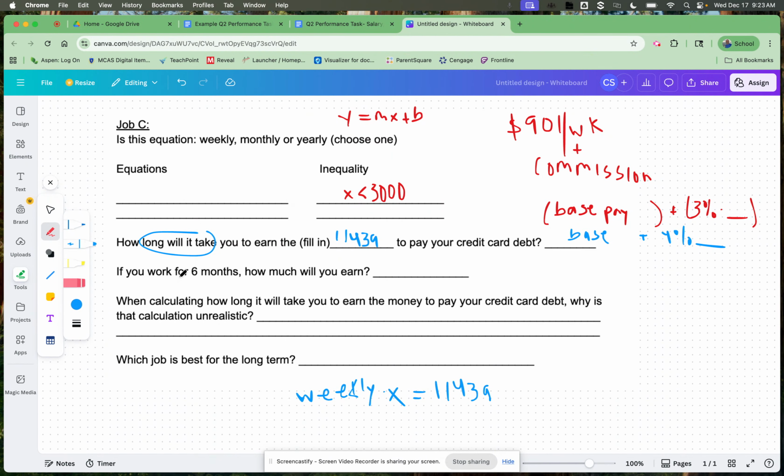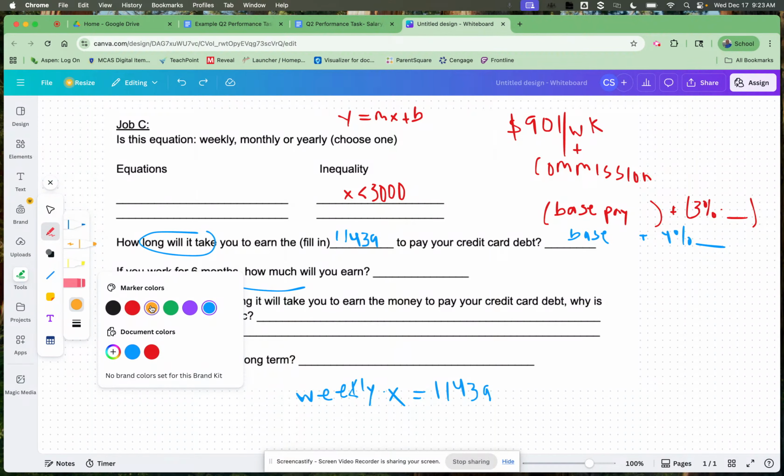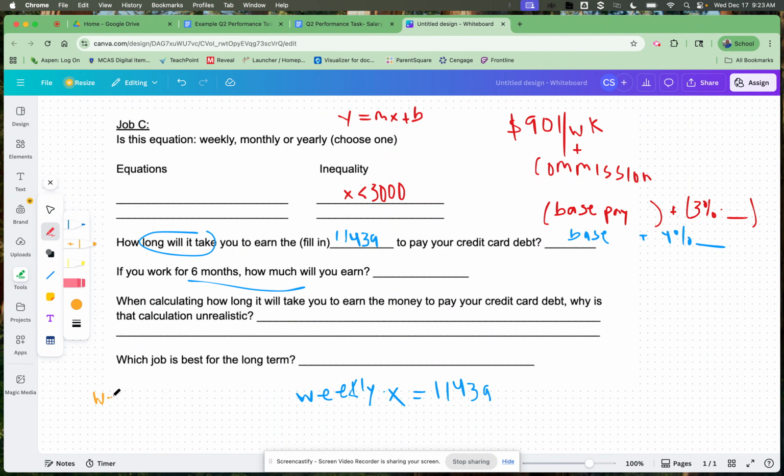All right. And then for 6 months, I'm going to take my weekly pay. Change my color here. I'm going to take my weekly pay. And I want to know for 6 months how much I'm going to earn. So how many weeks in 6 months? It's going to be 26 weeks. That should give me for 6 months.